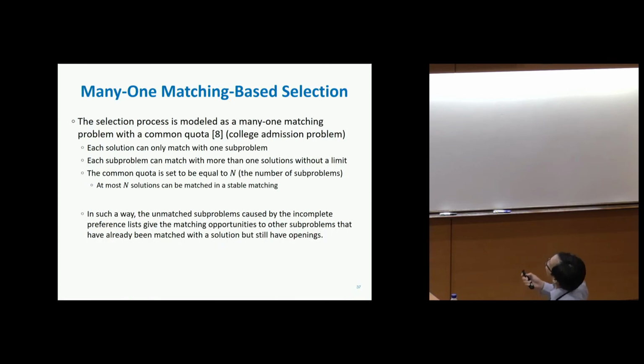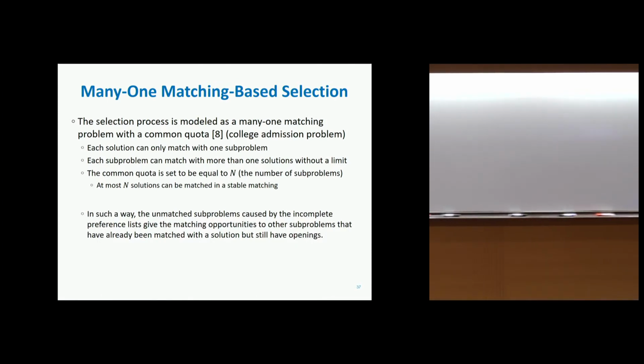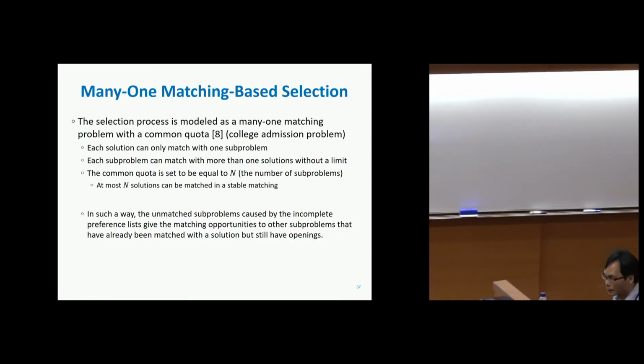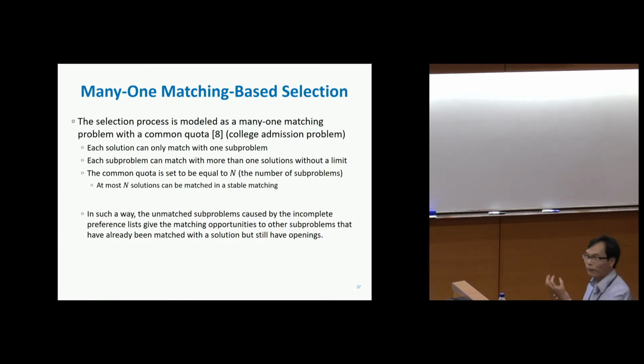Okay, so the other one, we later evolved to many-to-one matching. The selection is modeled as many-to-one matching, like the college admission problem. In this case, one college can take in more applicants, right? That makes sense, but not the other way around. We model it this way because if the applicant can also take more colleges, that becomes many-to-many, which would be too difficult for us to handle.